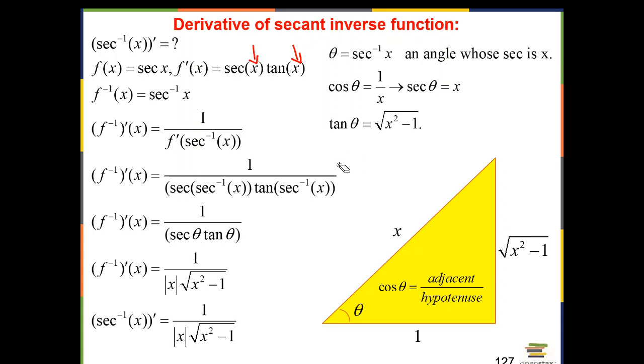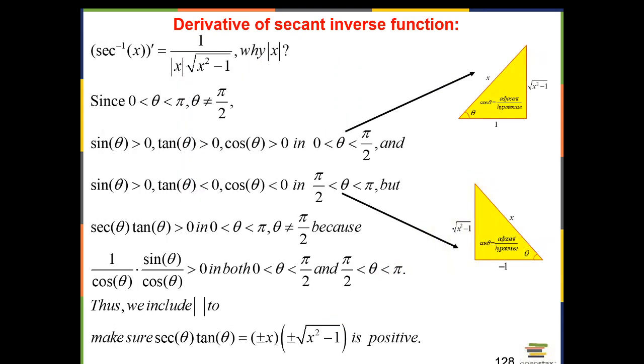Okay? Now, why is it that we put absolute value? Because secant theta is x. So this is basically x times the square root of x squared minus 1. And why do we put absolute value? I'm going to try to explain that in the next slide. Okay? So that's the formula. Now, why do we put absolute value of x?